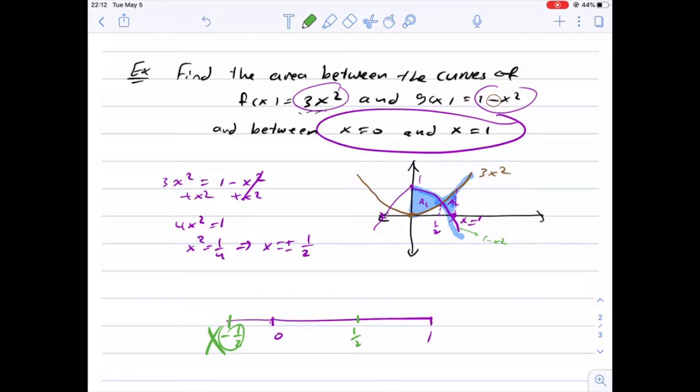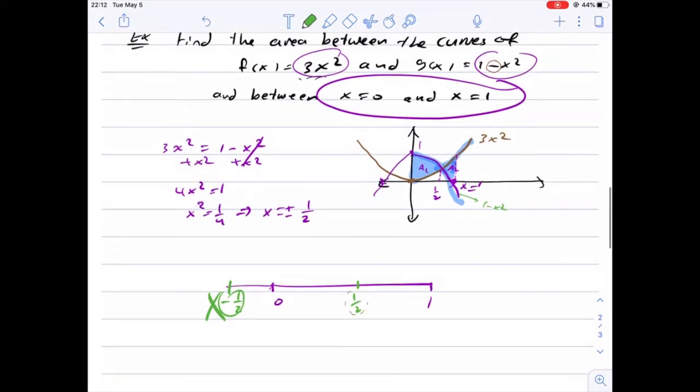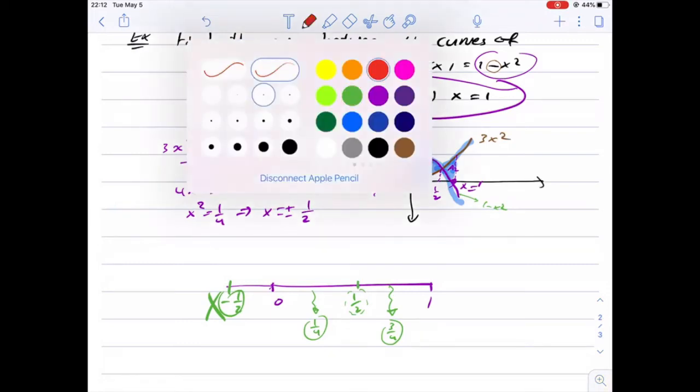So what should we do in this case? This point changes which function is on top and which is on the bottom. So we can try some value between 1/2 and 1. Let's choose 3/4, and a value between 0 and 1/2. Let's choose 1/4, and substitute them in each of the functions to see which one is larger. So let's start with 3/4.